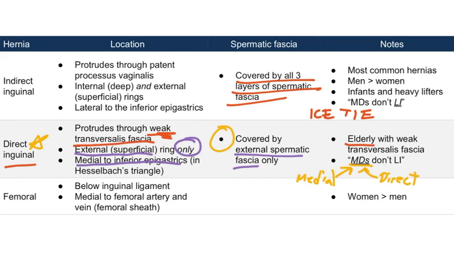If you can remember MDs don't lie, you can remember that direct hernias are medial to the epigastrics, which means they're within Hasselbalch's triangle, as we've written. And you'll also remember that indirect hernias are lateral, or outside Hasselbalch's triangle. Now let's do a question to apply what you've learned so far.